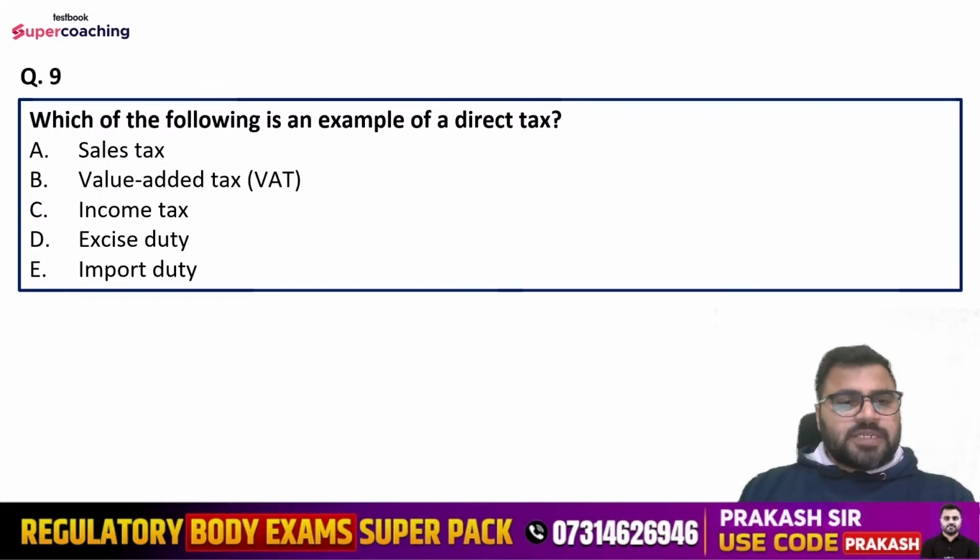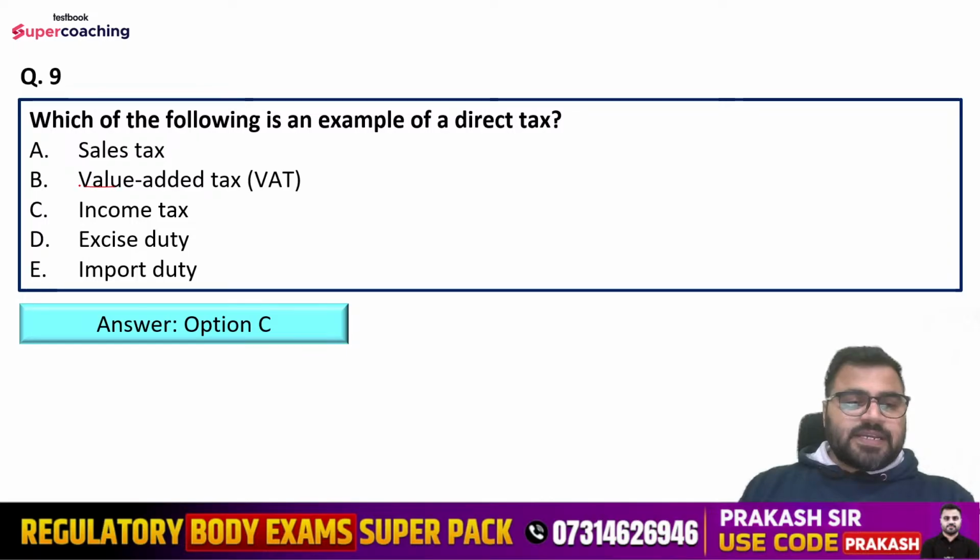ठीक है. So options are sales tax, value added tax, income tax, excise duty, and import duty. So which of the following is an example of a direct tax? बताइए. Direct tax का perfect example क्या है? So the right answer is option number C, that is the income tax is the example of that. Rest all are examples of indirect tax.